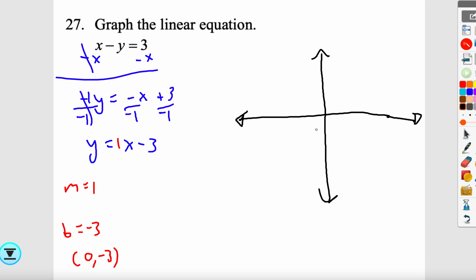So we're going to go down to 1, 2, 3, 4, 5. 1, 2, 3, 4. 1, 2, 3, 4, 5. 1, 2, 3, 4. So 0, negative 3. 1, 2, 3. And slope rise 1. So this is a 1, right? So make it a fraction over 1. So it's rise 1, run 1. Rise 1, run 1. And then once you get enough points, get your ruler and make your straight line. Don't forget your arrows. And we're done.